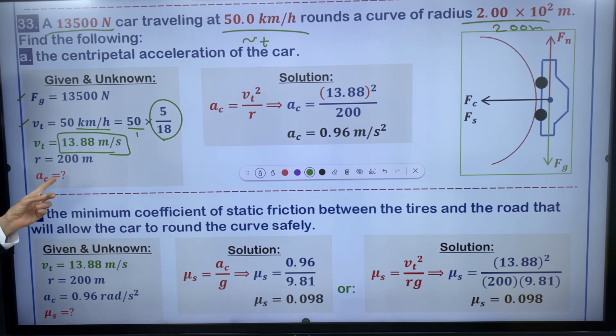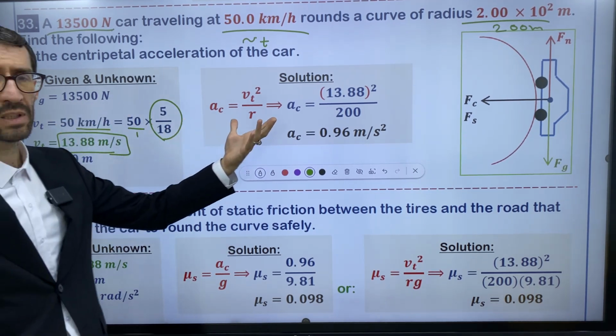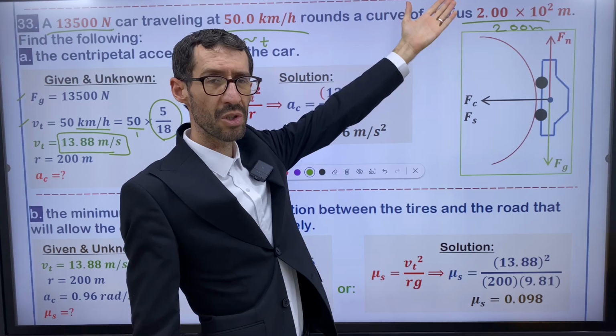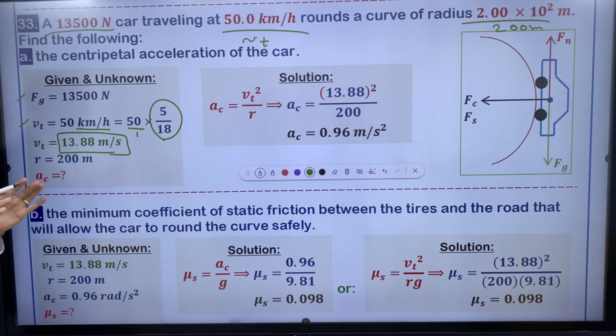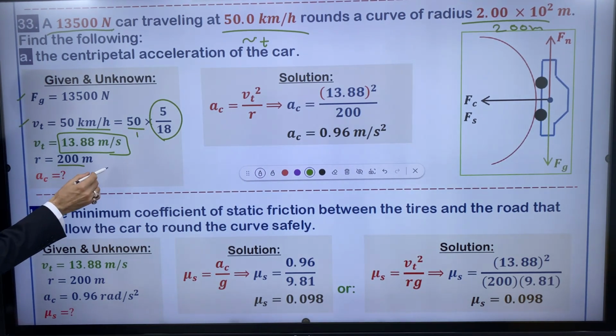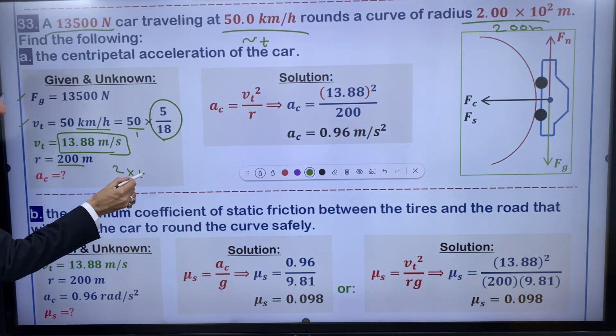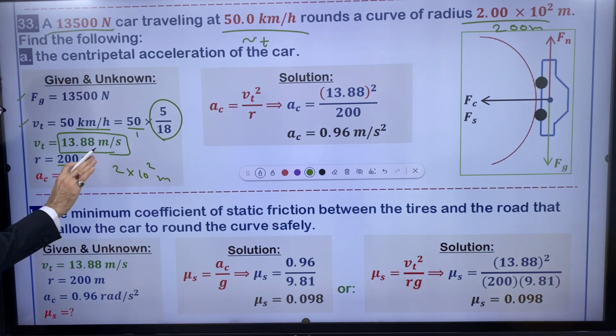R is equal to 200 meter. Teacher, why did you turn it to 100 meter? No problem. You can write 2 times 10 to the power 2, as you like. If you are not satisfied with this number, you can say, teacher, 2 times 10 to the power 2 meter. It's the same, right? So we look for AC.